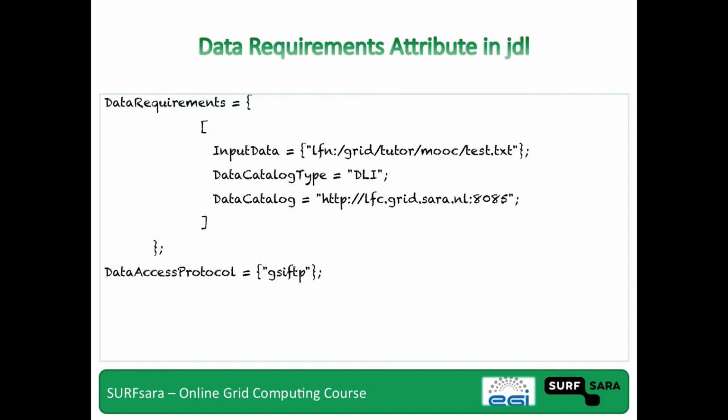This case describes the data requirement attribute in your job description file. So as you can see on the screen, we have this JDL ready. This attribute is a list of class ads representing the data requirements for the job. Each class ad has to contain 3 attributes. The input data, which is a list of input files needed by the job. The data catalog, which basically specifies the type of data catalog, which is needed by the grid middleware. And this is needed in order to resolve logical file names to physical file names. And there's the data catalog type, the address, the URL of the data catalog, if this is not the VO default one.